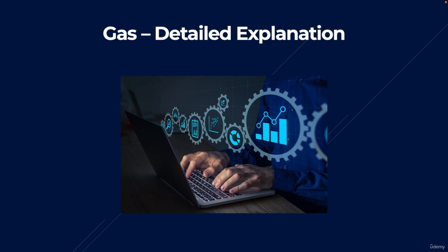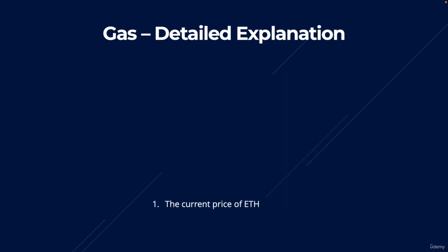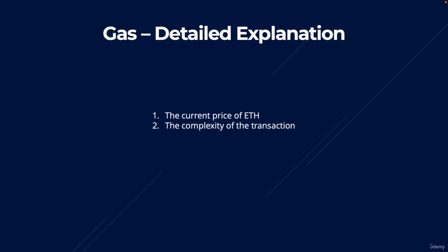Meaning there are 3 things that determine the price of gas, which are number 1, the current price of Ethereum, number 2, the complexity of the transaction you are trying to process, and number 3, as we just discussed, the network congestion, aka how many people are processing a transaction at the same time.